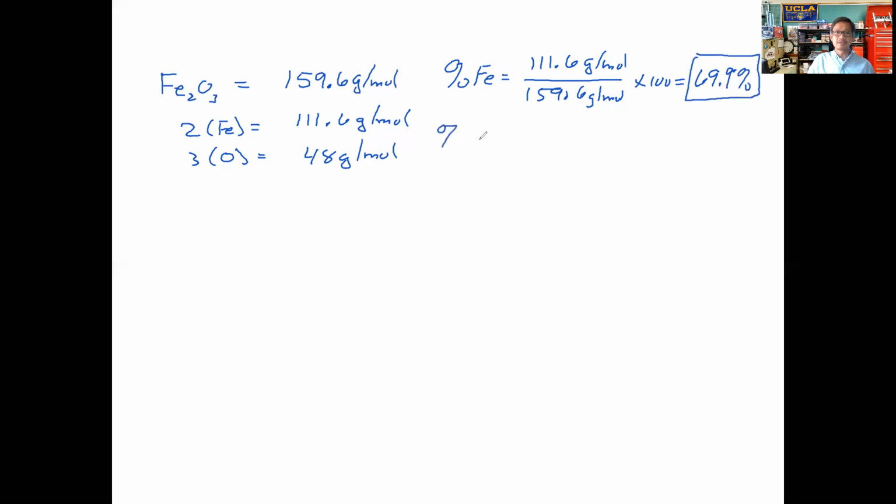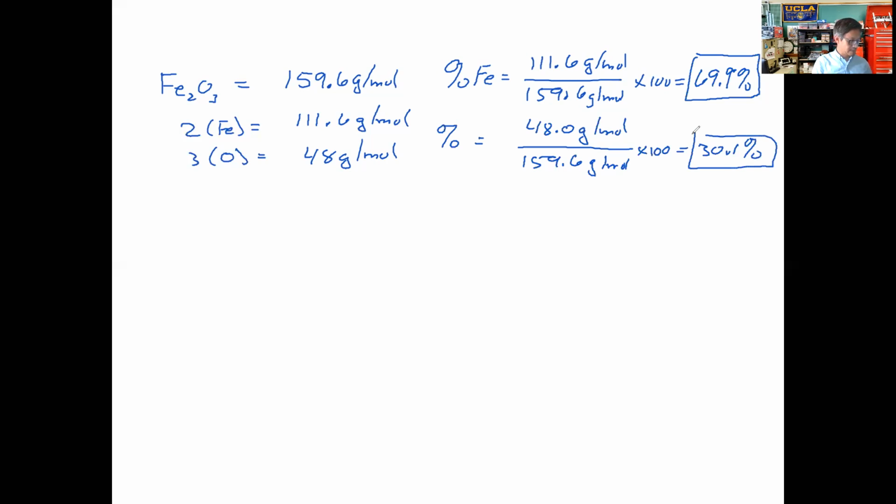Doing the same thing for oxygen, we have 48.0 grams per mole, the total molar mass of oxygen, over the total mass of the compound, which is 159.6 grams per mole, times 100. If you plug that in, you'll get your answer as 30.1%. I'll check that really quickly. Divide that by 159.6. Yep, so we get 30.1%. Again, this is percent oxygen.